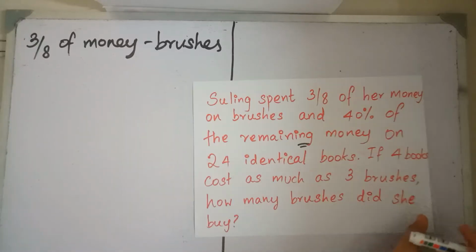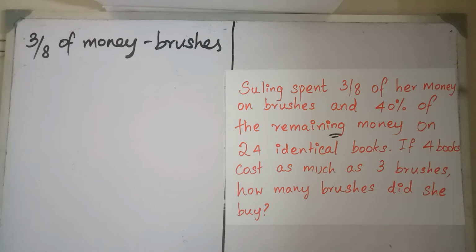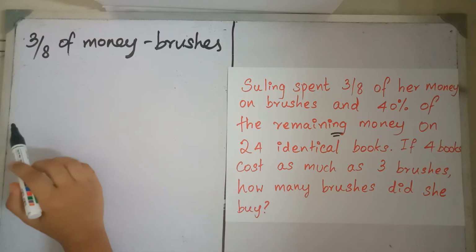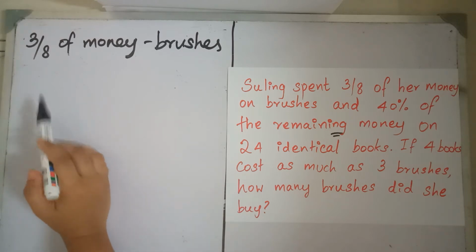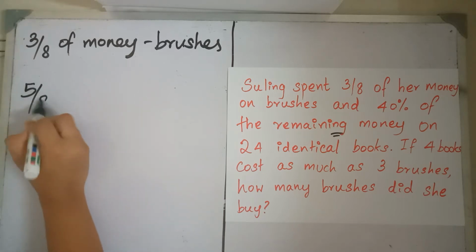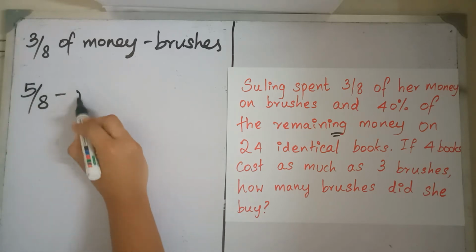Okay, so let's first write down the data. It states that she spends 3/8 of her money on brushes and 40% of the remaining money on books. So first we have to see what the remaining money is. The total amount will be 8/8 and 3/8 of it is used for brushes. So 5/8 is the remaining amount.